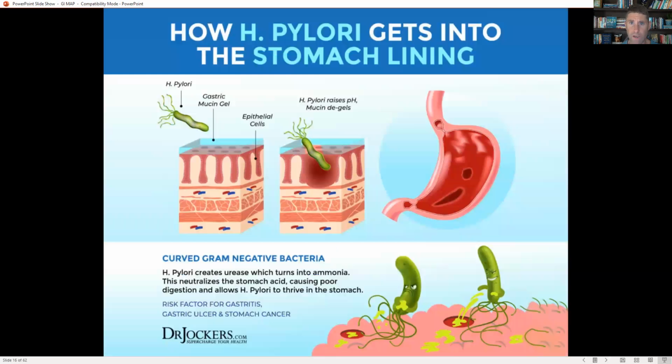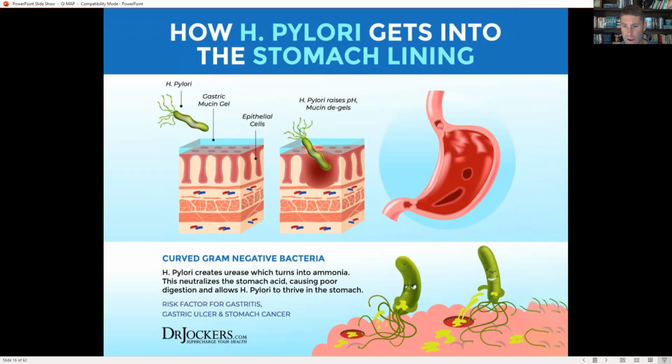H. pylori is a significant issue. And how does H. pylori get into the stomach lining? Well, H. pylori comes in, right? And it burrows its way into the stomach lining here, as you can see, and it creates an enzyme called urease, which turns into ammonia, and that neutralizes the stomach acid, causing poor digestion and allows the H. pylori to thrive in the stomach.